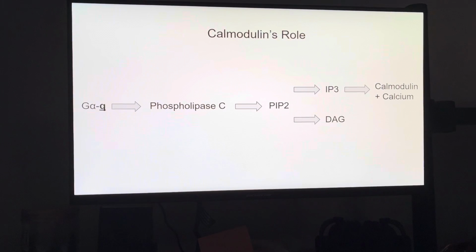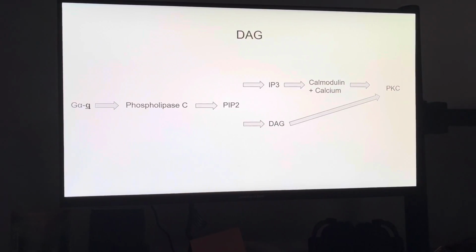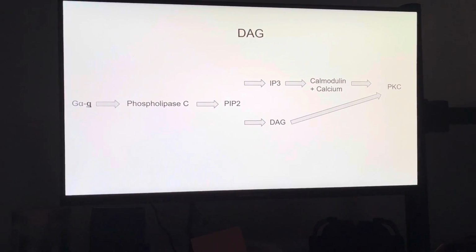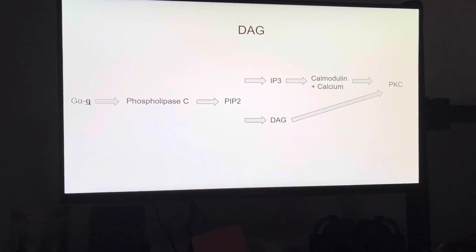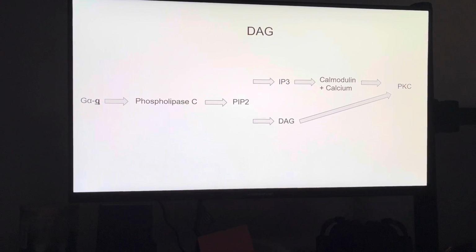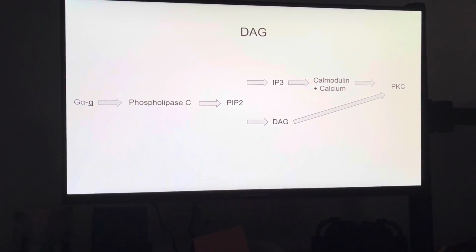Calmodulin then goes on to help activate PKC. And since DAG is hydrophobic, it can hang out in the cell membrane, and DAG will actually just directly activate PKC with the help of calmodulin, and that causes it to go out and finally phosphorylate target proteins.